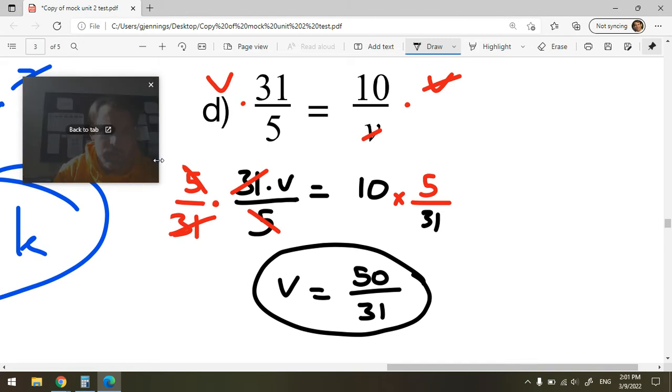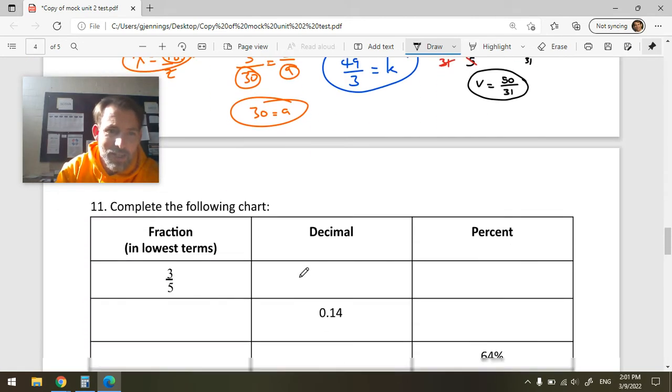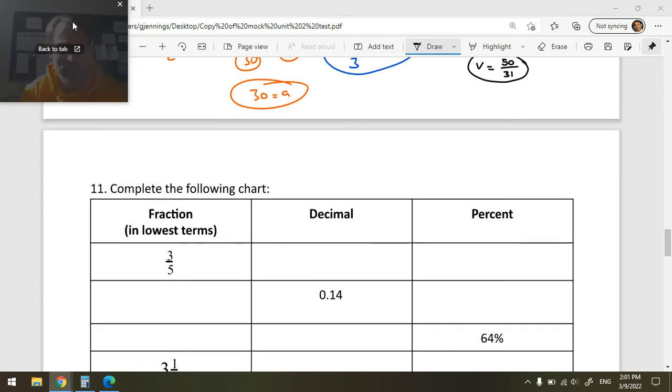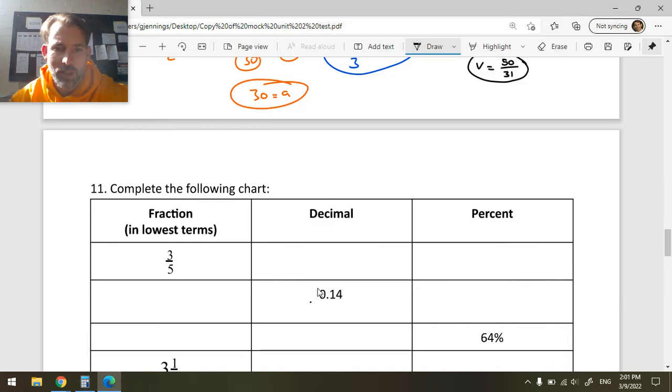Yeah, let's keep going. All right, so now I'm going to zoom out again. There we go, that's better. Complete the chart. Some of you said you don't like charts. Okay, whatever. What this means is show me an equivalent decimal. So what I do is I divide 3 by 5 on my calculator, and I find that it's 0.6. So this is 0.6 as a decimal.